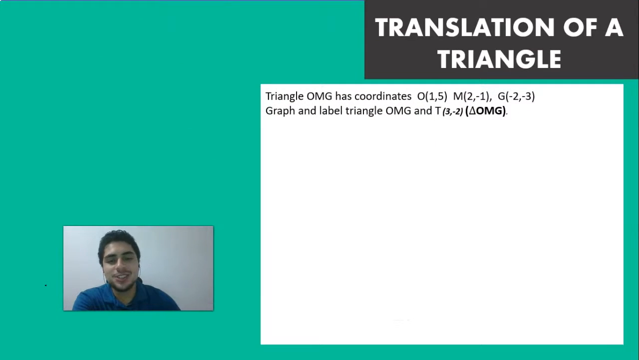Okay guys, so the triangle is called triangle OMG. Oh my god. And it has coordinates O (1, 5), M (2, minus 1), and G (minus 2, minus 3), right? And then we're being asked to graph and label that triangle OMG and also the translation of that triangle 3 units to the right, and 2 units down, correct?